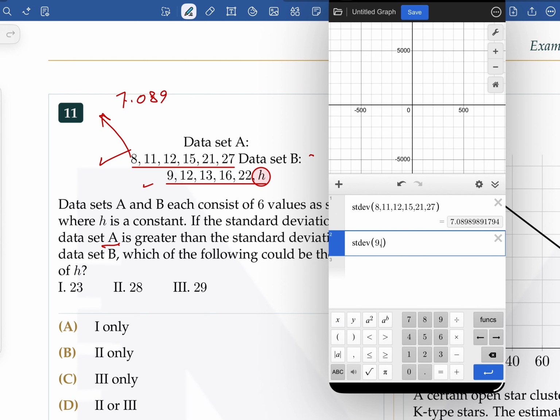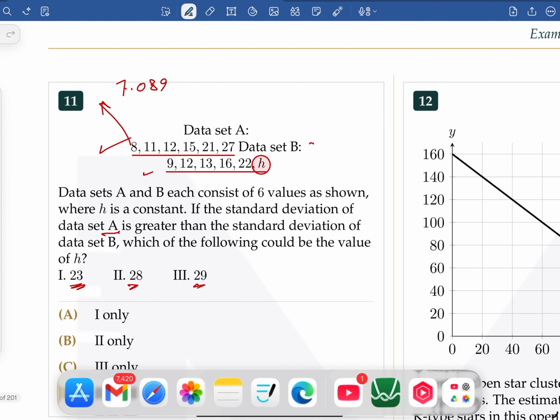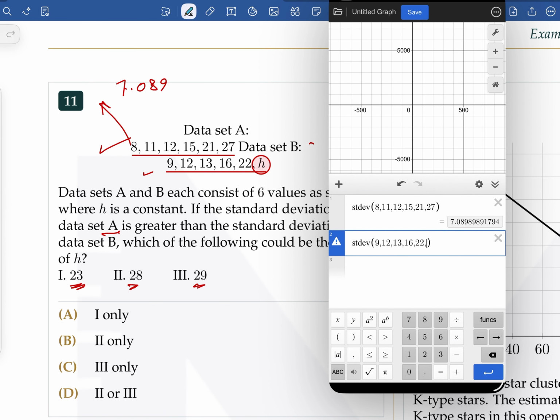9, 12, 13. Then we have 16, 22, and H. But we do not know the value of H. So the question says H is 23 or 28 or 29. Let's try every one of them. Let's try 23 first.